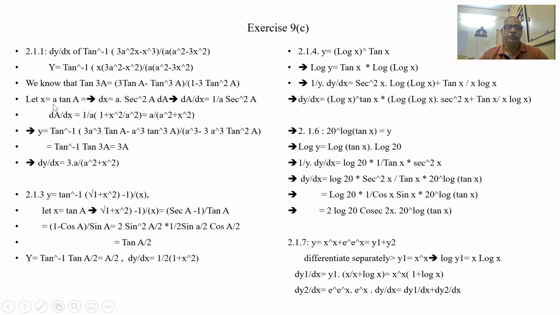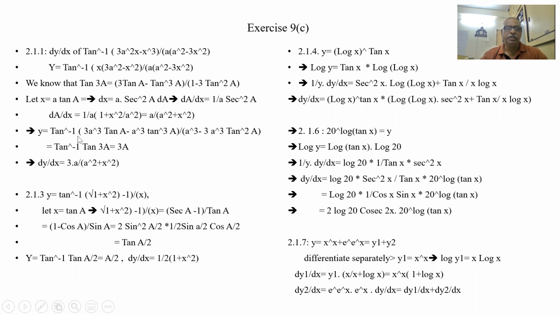Let x is equal to a tan a. That means x by a is equal to tan a. Then dx is equal to a secant square a dA. dA by dx is 1 by a secant square a, that is 1 by a into 1 plus x square by a square, since secant square a means 1 plus x square by a square. So a by a square plus x square.